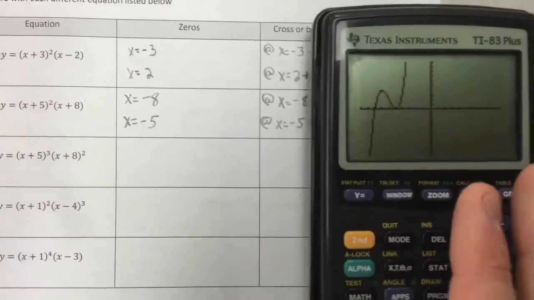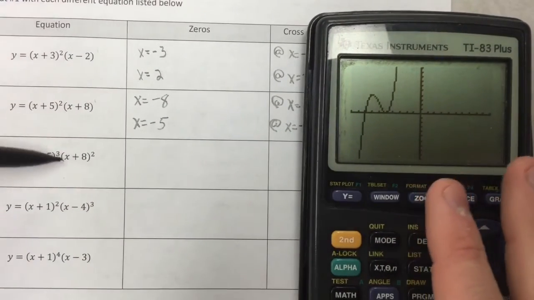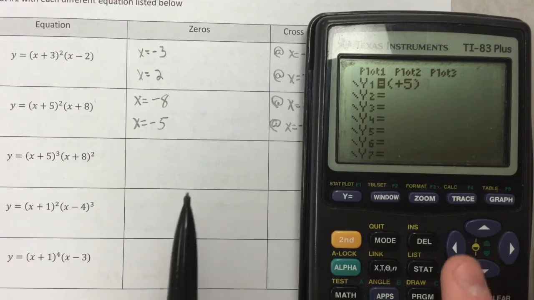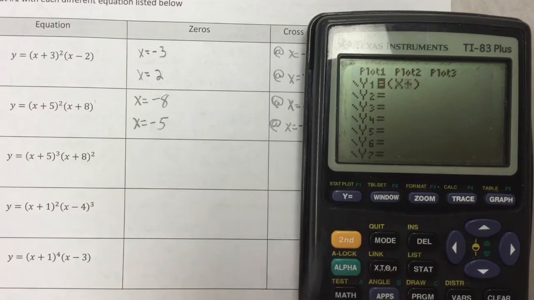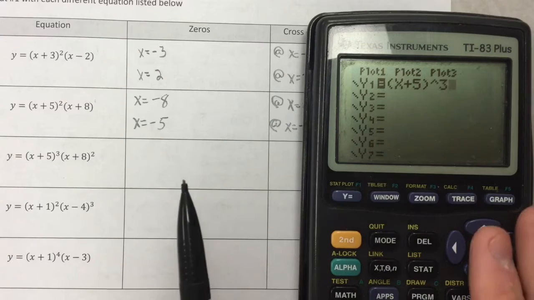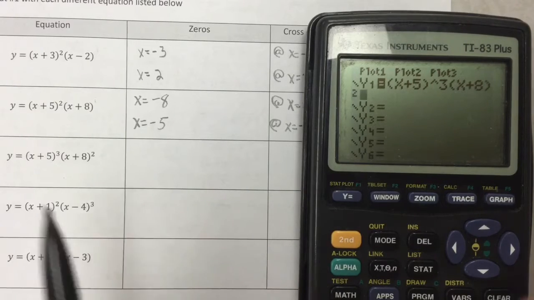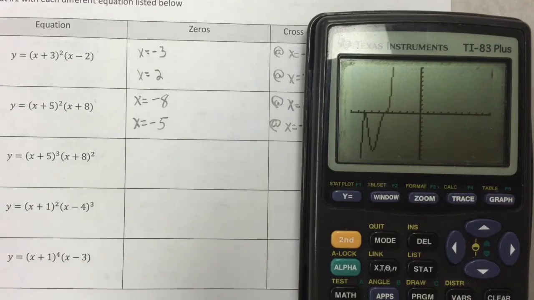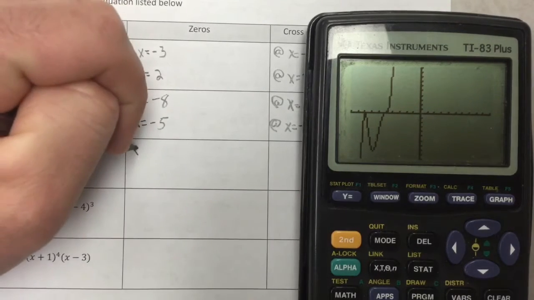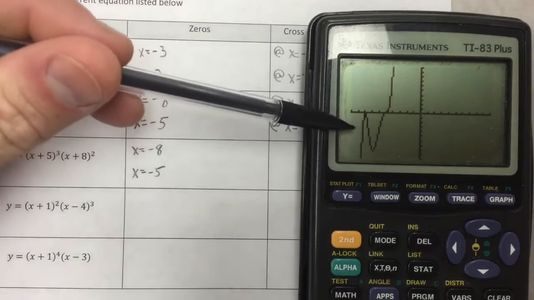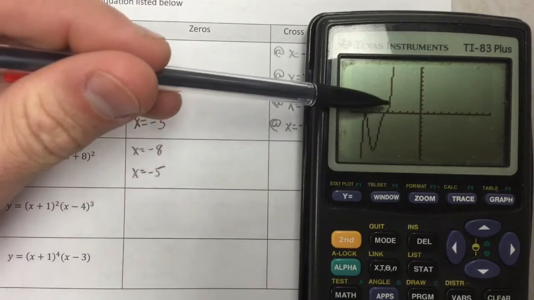All right, let's try the next one. See if these patterns continue. Now we have a cubed factor and a squared factor. See if that changes anything. So now it's x plus 5, so it's very similar to what we just did, but now it's cubed instead of squared. And then x plus 8 squared. And so our roots are still at -8 and -5. And it's still bouncing at the -8, and it's still crossing at the -5.